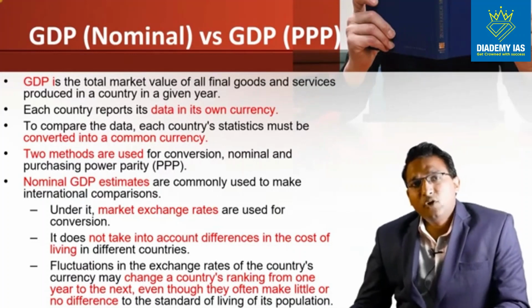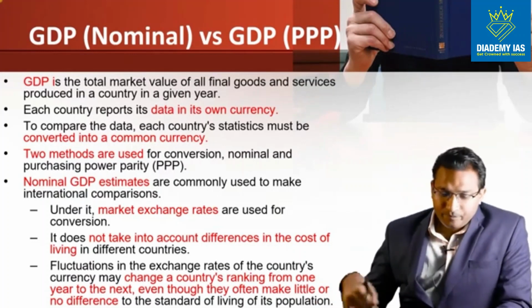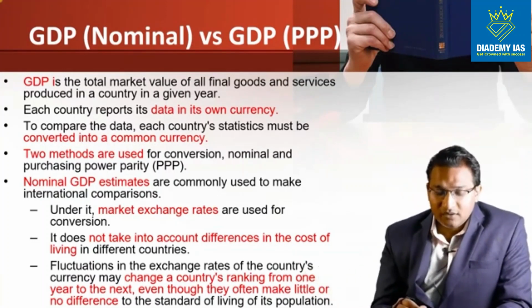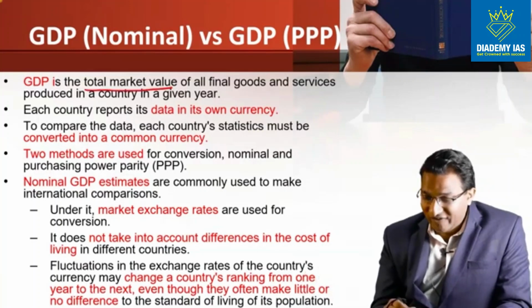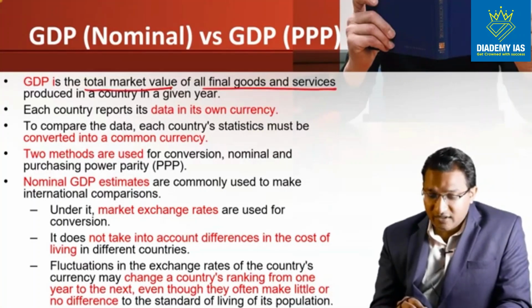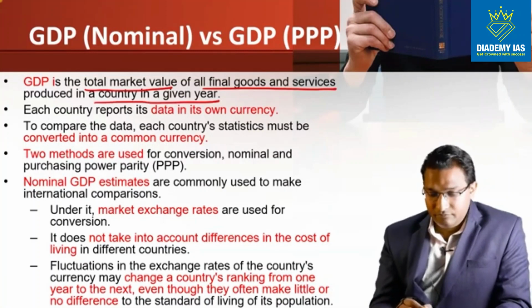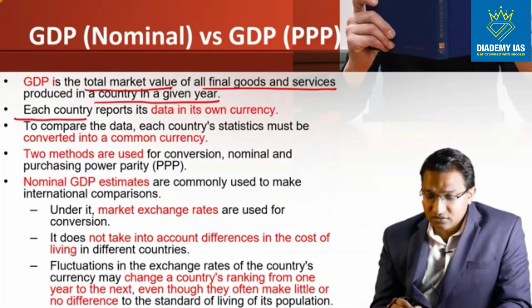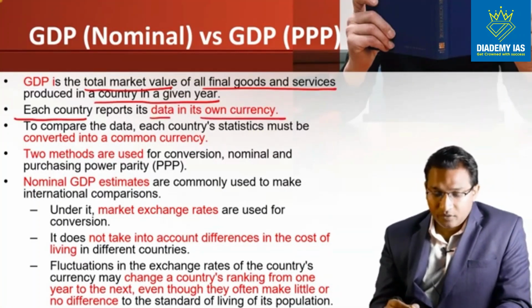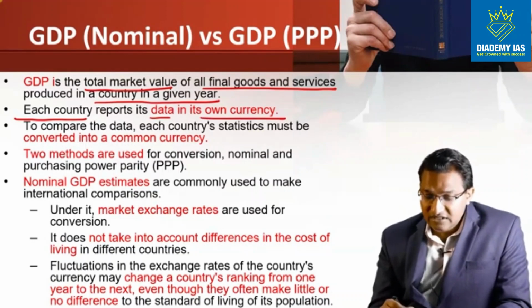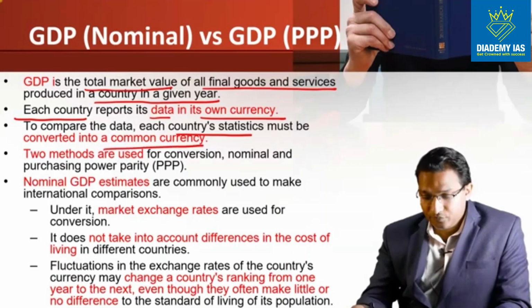So GDP nominal versus GDP PPP. GDP, what is the meaning of GDP? The total market value of all final goods and services produced in a country in a given year. Each country reports data in its own currency. To compare the data, each country's statistics must be converted into a common currency.